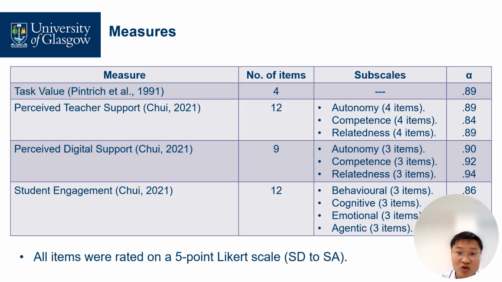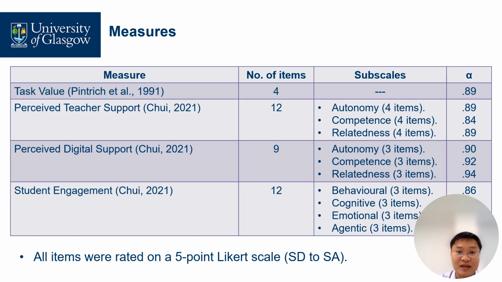These are the measures used in our survey. We used a 5-point Likert rating scale ranging from strongly disagree to strongly agree across all the measures in our survey. In total, there were 57 survey items and 5 social demographic items where students reported their gender, age, year of study, degree program, and module. The Cronbach's alpha values, a measure of internal reliability, were generally good to excellent across all measures.